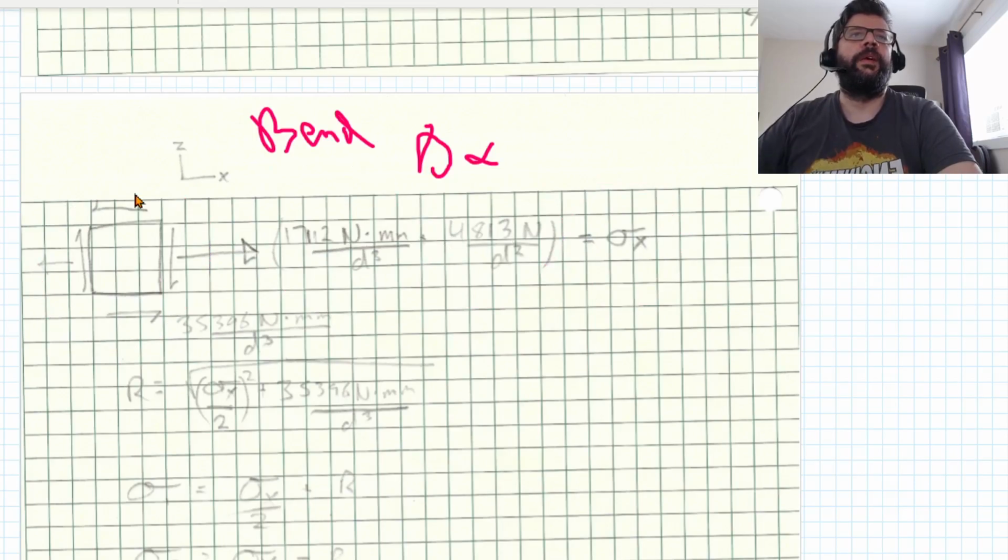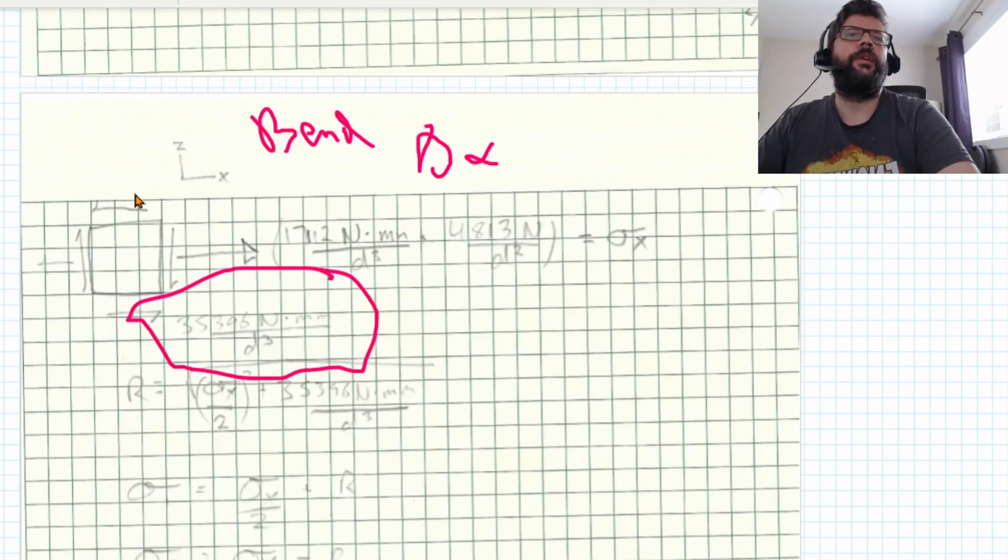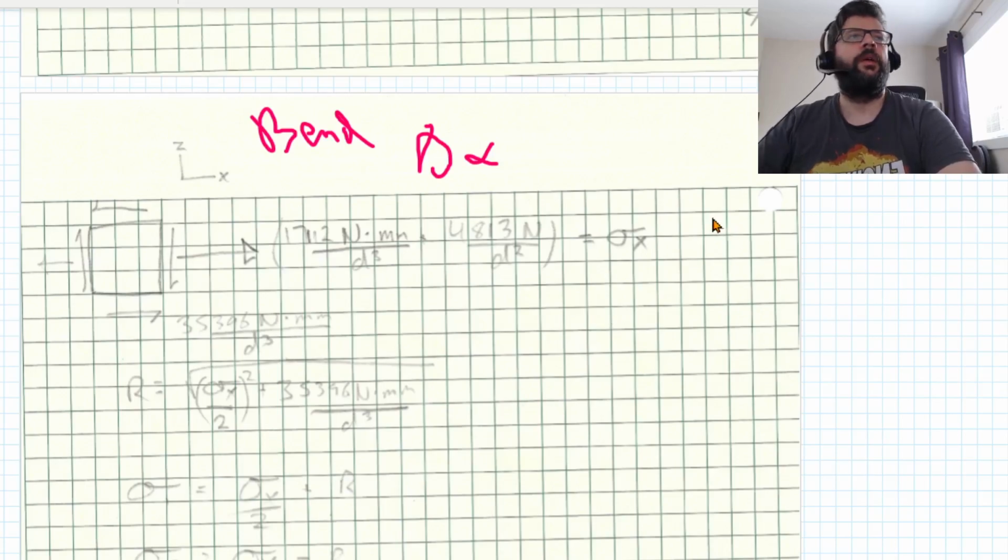We have the shear stress. The shear stress acts on all four faces in that orientation. Its magnitude is 35,396 Newton millimeters per d cubed. So when we're trying to figure out what our stresses are, again, we can just represent this.